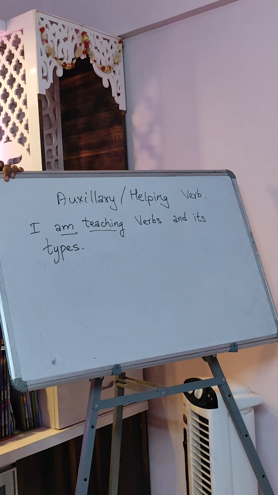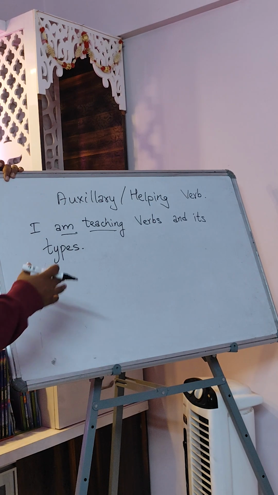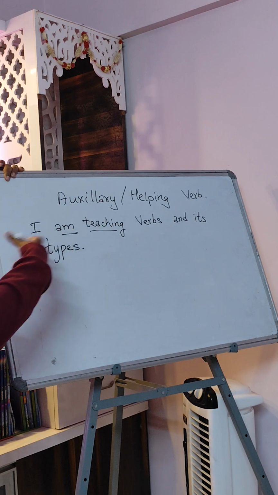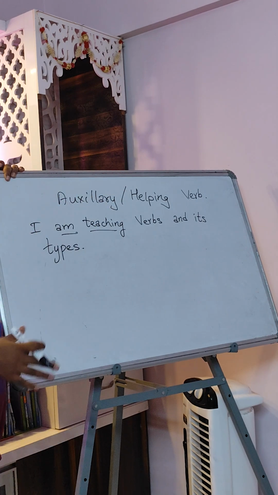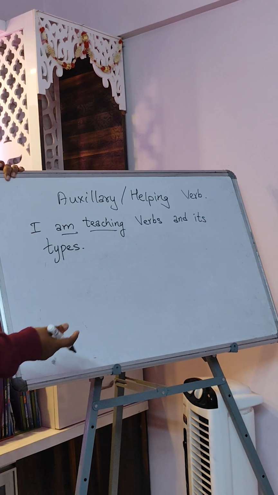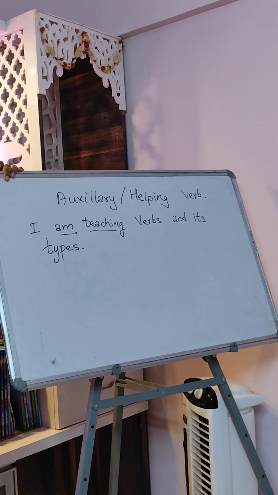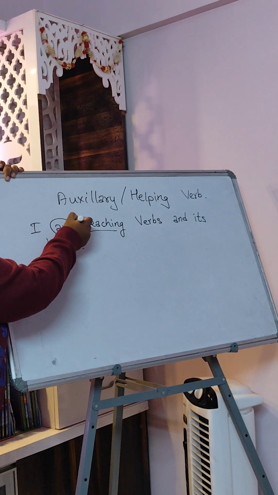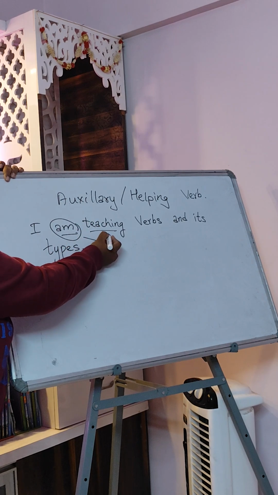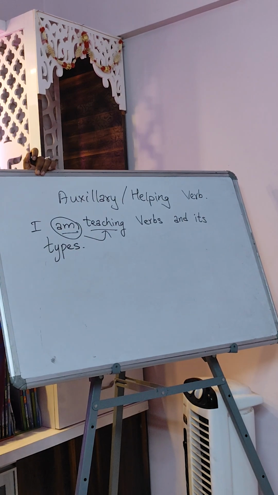Teaching is my main verb. It's the action that I'm doing. It talks about the actual action. If, instead of teaching, I could have said I'm dancing. I am dancing, or I am singing, or I'm sleeping. That is your main verb, your main action verb. And this is helping my main verb by giving me the idea of the timeline.